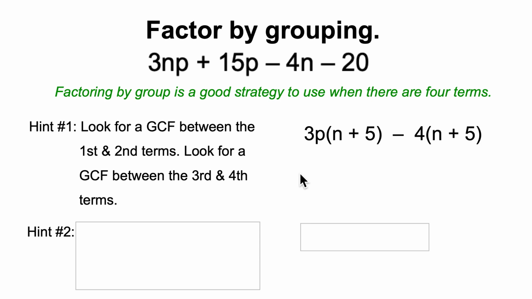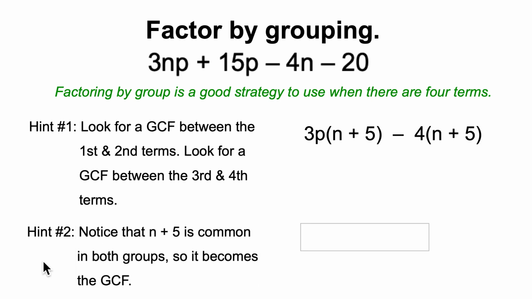Hopefully, you figured out that 3p was the GCF between the first and second terms, and the GCF between the third and the fourth terms, we're going to use minus 4 or negative 4. Let's take a look at hint 2.